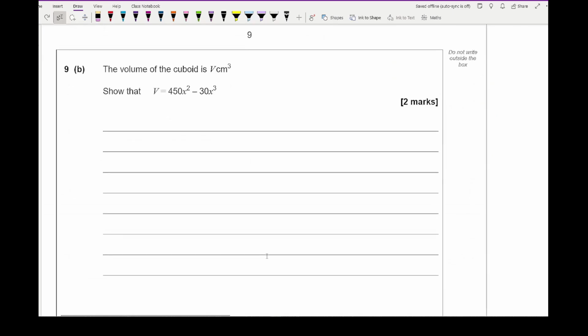Then moving on to question 9b, it says the volume of the cuboid is v cubic centimetres.